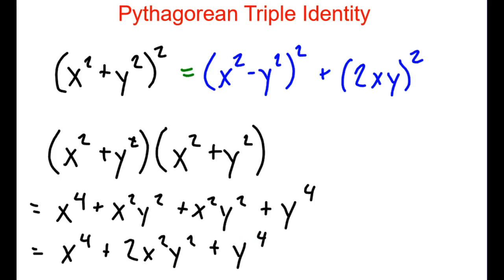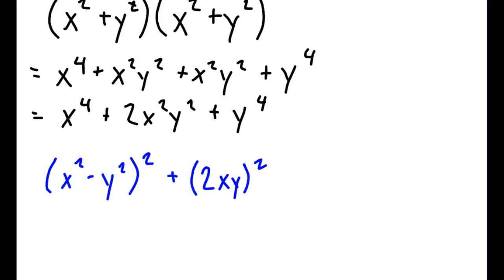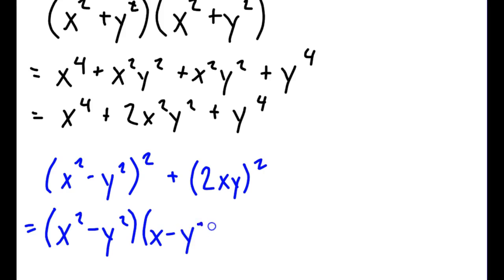So if we take the left side of this equation and expand it, we end up with x to the fourth plus 2x squared y squared plus y to the fourth. Now we're going to work with the right side of the equation and show that it simplifies down to the exact same thing. Now if we work with the right side of the equation, we have (x squared minus y squared) quantity squared plus (2xy) quantity squared. So we can expand this out. Again, we're going to have to use the FOIL method.